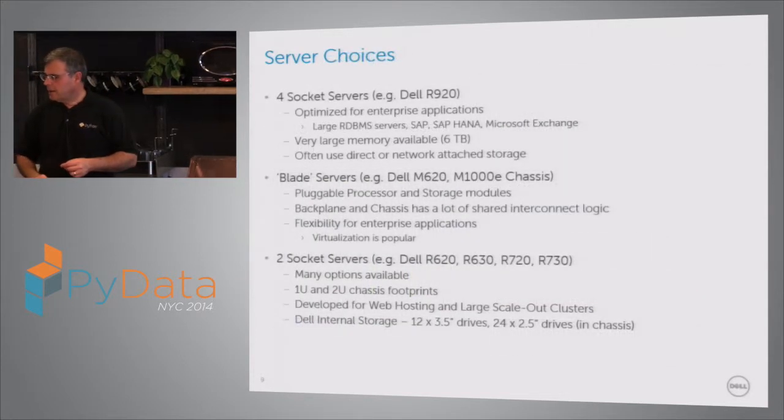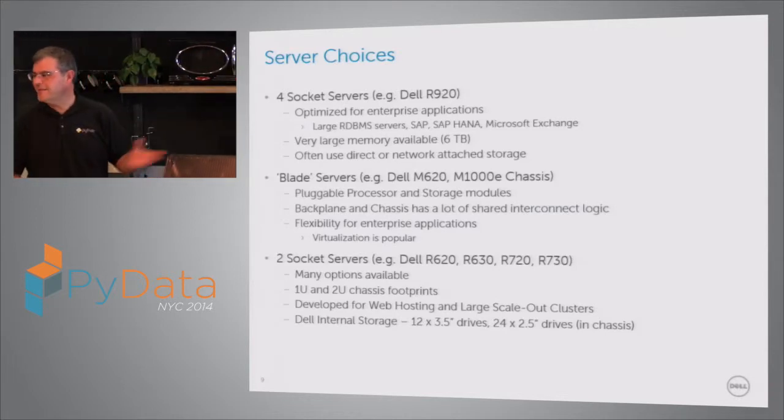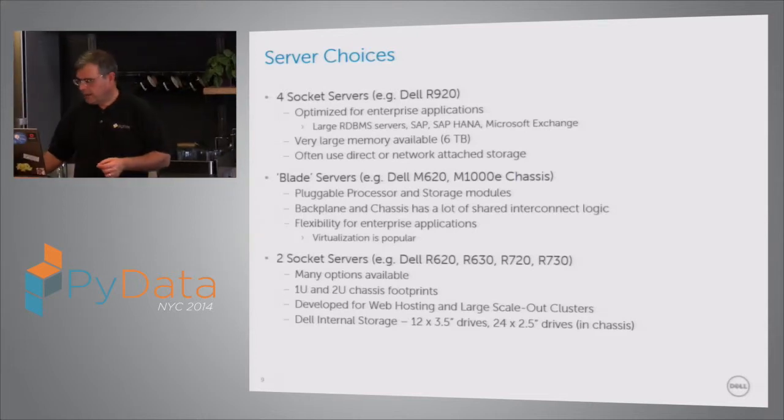The next page here is just a whole bunch of text that more or less covers what I just said. I do a lot of presentations like this. So, 4-socket, blade servers, 2-socket scale out. The 2-socket stuff is what we're almost always looking at in terms of Hadoop and Spark.